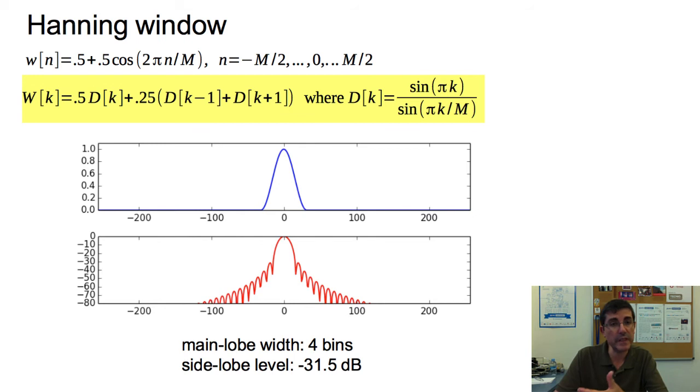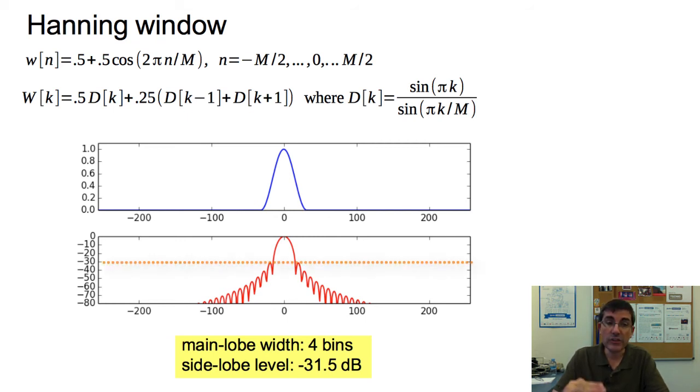In fact, all the windows can be expressed in the time domain by sums of cosines, and in the frequency domain by sums of this sinc function. So in this case, it is the sum in the frequency domain of three sinc functions. Okay, and again, the two values that characterize this frequency domain shape are the width of the main lobe, which is four bins, so twice as much as the rectangular function, and the side lobe level, which is minus 31.5 decibels, so which is lower. Okay, now the main lobe is wider, and the side lobe level is lower.